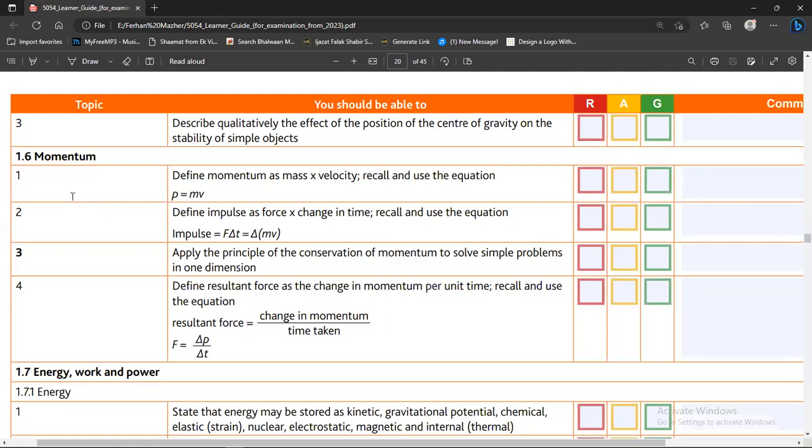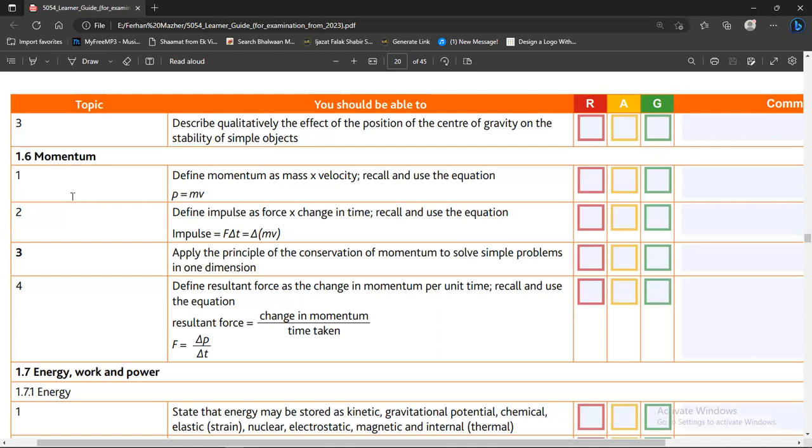The next topic is momentum, and this is the new topic which is added into the syllabus of the Physics 5054. You should be able to define momentum as mass multiplied by velocity. Recall and use the equation p equals mv. Define impulse as force multiplied by change in time. Recall and use the equation impulse is equal to force multiplied by change in time, and that will be equal to change in momentum.